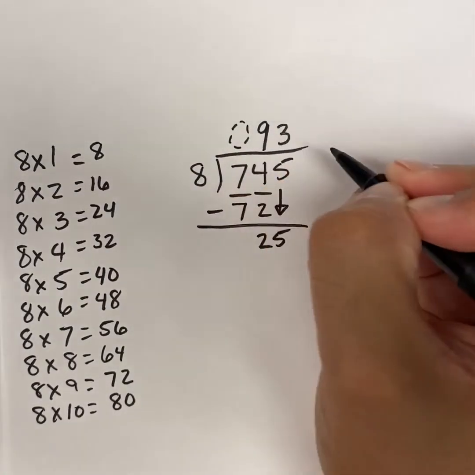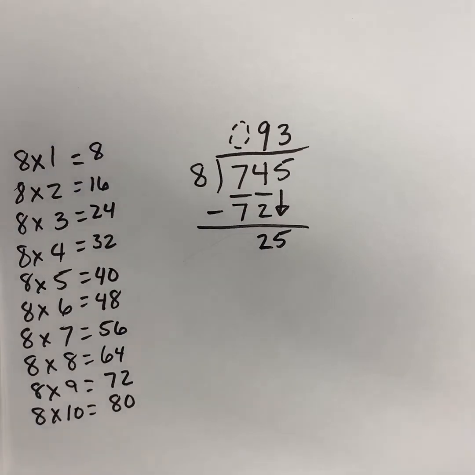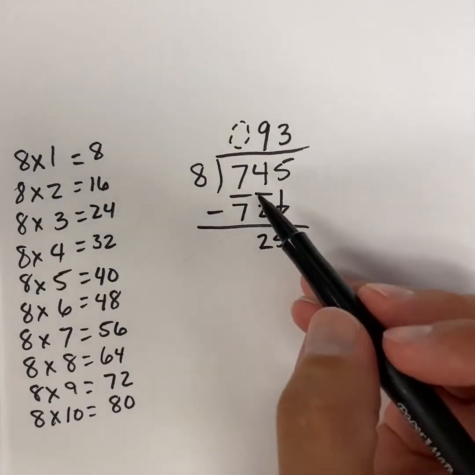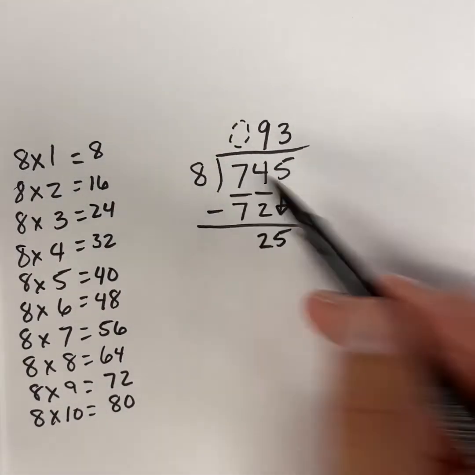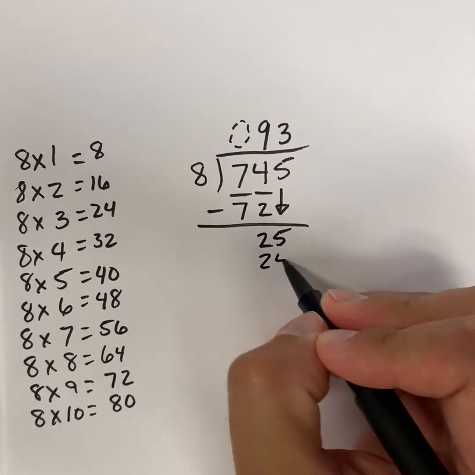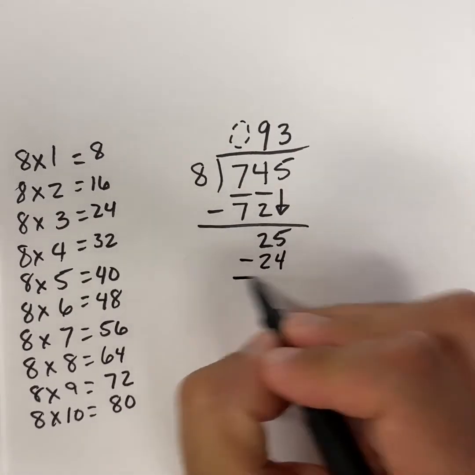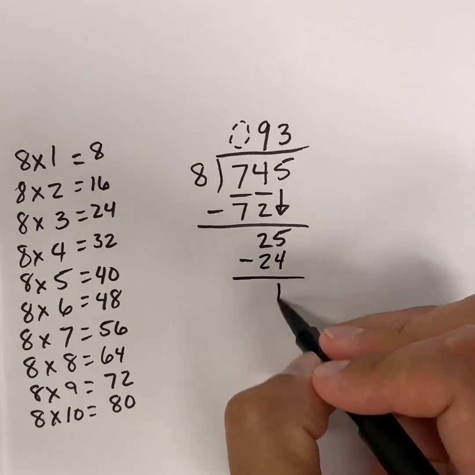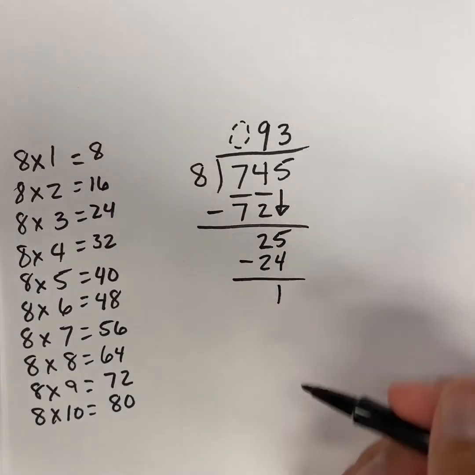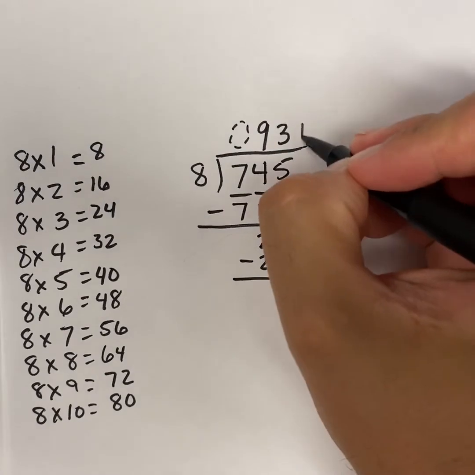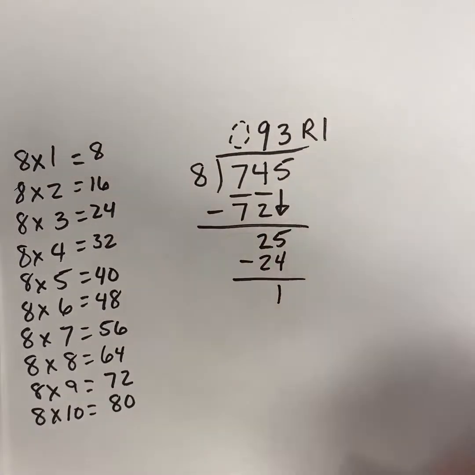So we would write a 3 in the top of our problem here, in our answer, in our quotient, and then we would multiply. 8 times 3, or 3 times 8, 24. Next step, subtract. We get 1. There's nothing left to bring down. Okay, so then we just make that our remainder 1.